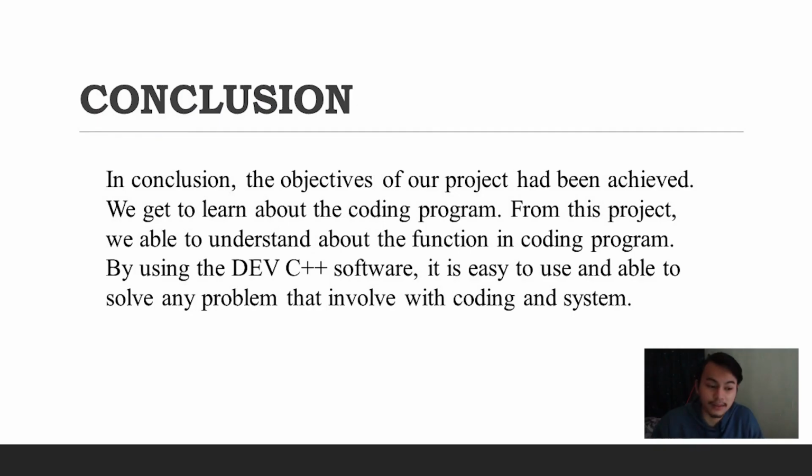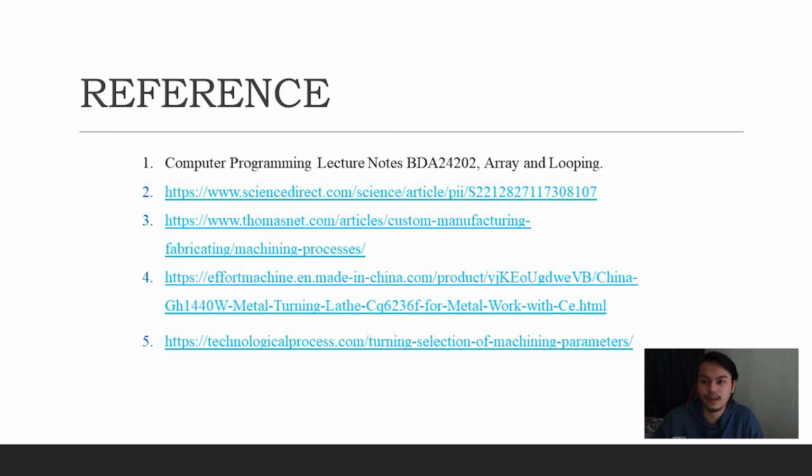Next is the conclusion of the project. In conclusion, the objective of this project has been achieved, the objective that we presented earlier, and all has been achieved. By doing this project, we got to learn about coding programs. We are able to understand the function of the coding, and using the app Dev C++ was easy and able to solve any problem that involves coding with a system.